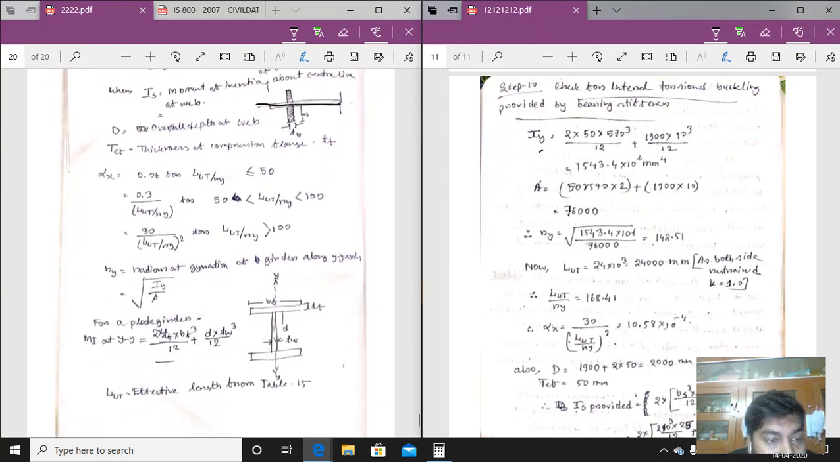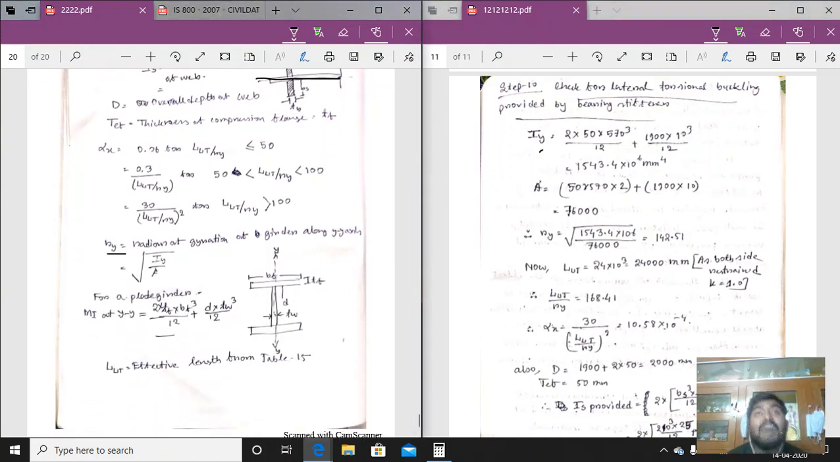Iy. Here we first need the value of Ry, that is the least radius of gyration in the y direction. So first we have to determine the Iy of the whole section based on the y section. As the y section central line passes through the central line of the total section, there will be no need of the parallel axis theorem. We can put the values here. We are getting the value 1543.4 into 10 to the power 6 millimeter to the power 4.